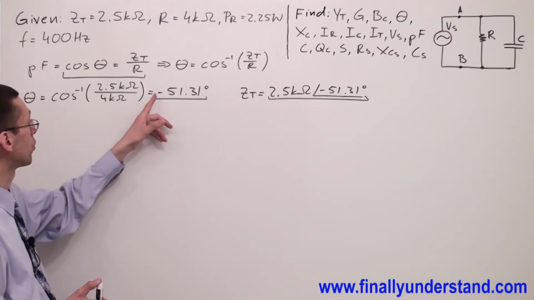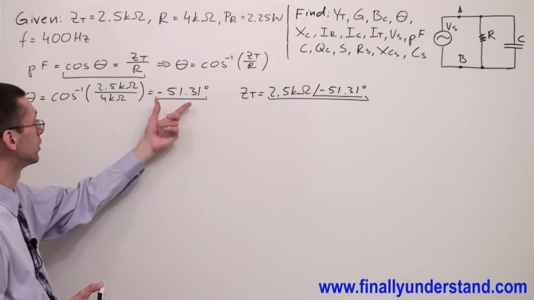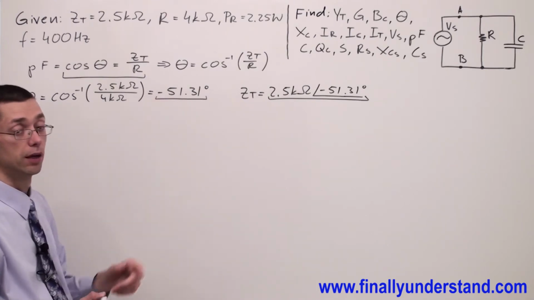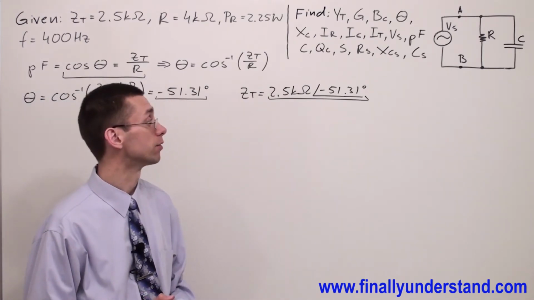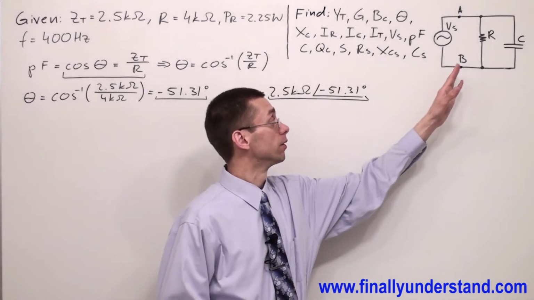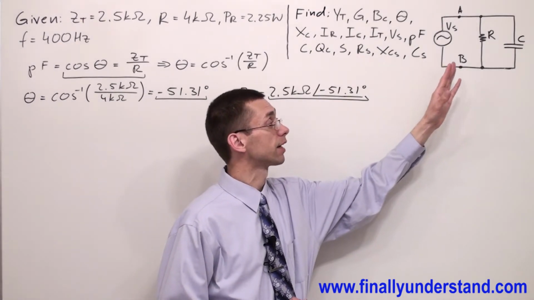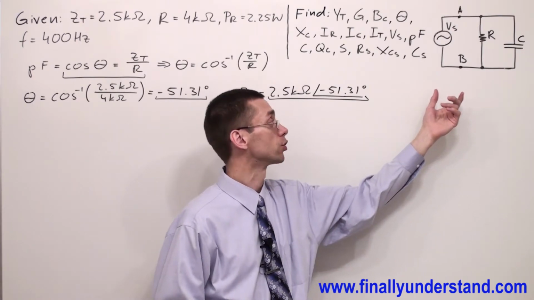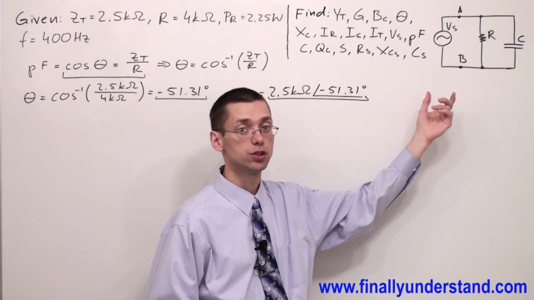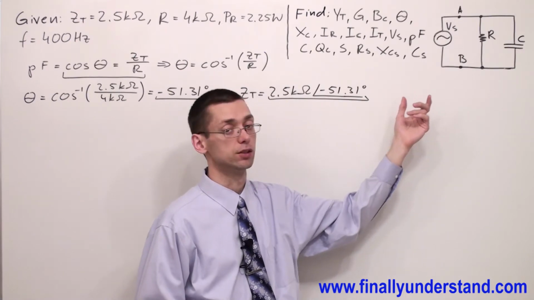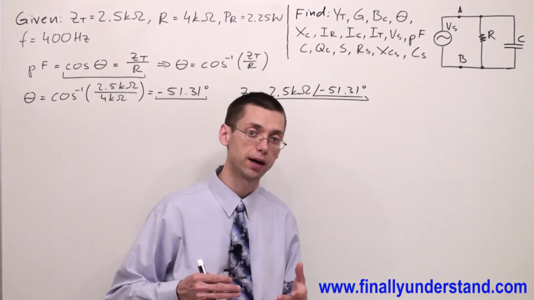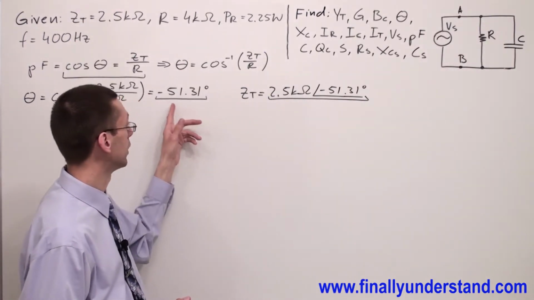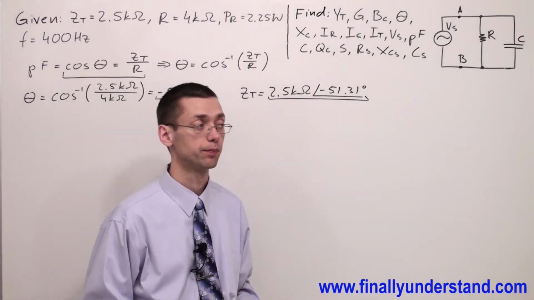Please notice that I wrote a negative sign next to the value of the angle. I did this because I'm dealing with a circuit which has a capacitor and resistor in its structure. So anytime you have a capacitor and resistors connected in series or in parallel, the angle is going to be always negative.